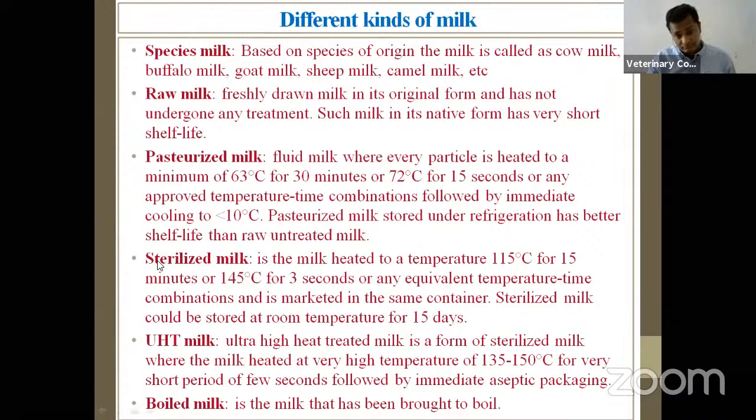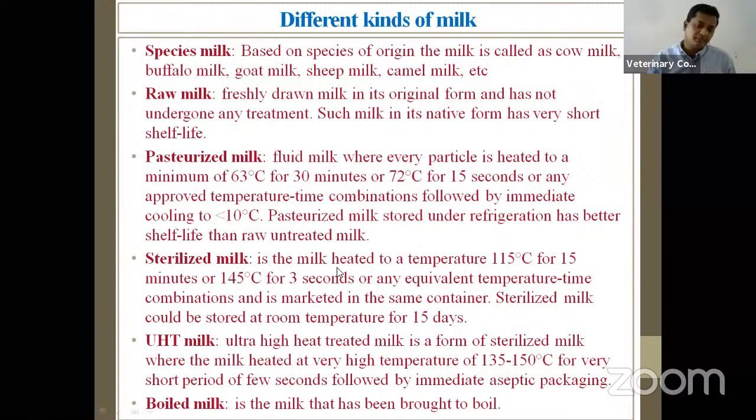Still higher than this heating is the ultra high heat treated milk, popularly known as the UHT milk. This milk is heated to 135 to 150 degrees centigrade for a very short time, 2 to 3 seconds, followed by aseptic packaging. This is known to kill all forms of life, so it keeps long, more than 6 months, the shelf life of this UHT milk, which is becoming popular these days.